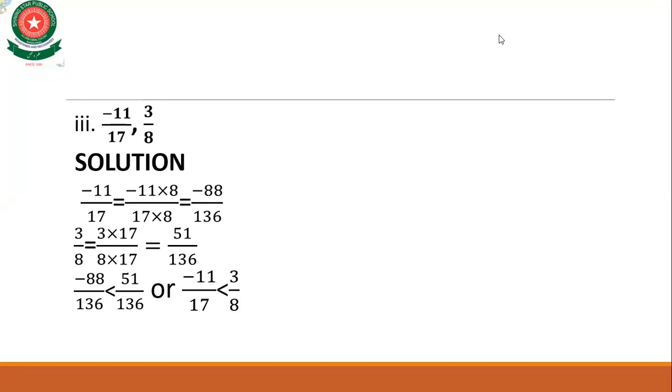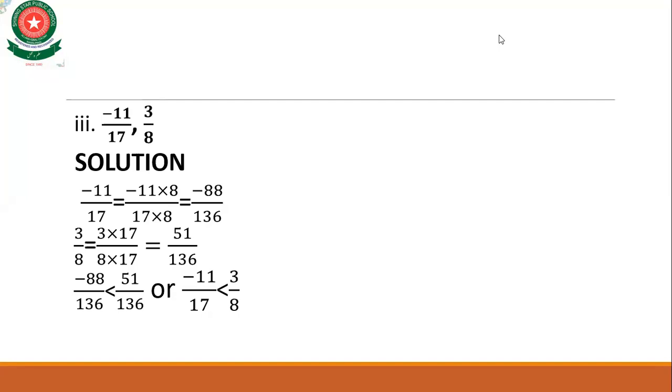Now part number 3. Here part number 3 is minus 11 by 17 and 3 by 8. First of all, when we take the LCM of 17 and 8, we get the answer 136. Now we will multiply 8 with 17 to get 136. So minus 11 multiplied by 8 over 17 multiplied by 8.